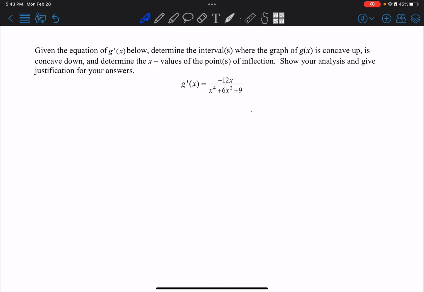Let's see. Given the equation g prime of x below, determine the intervals where the graph is concave up, concave down, and any points of inflection, show your analysis, blah, blah, blah. Okay, so what's the point? The point is when you see concave up, concave down, or points of inflection, which is just a change in concavity, we're dealing with the second derivative. Okay, so let's jump to the second derivative here.